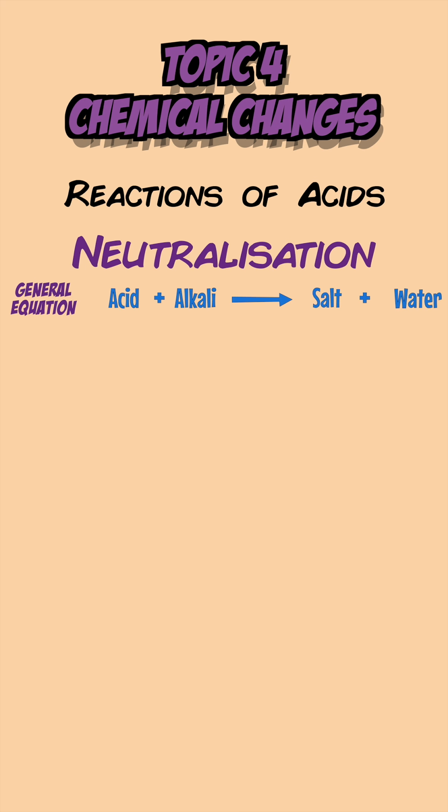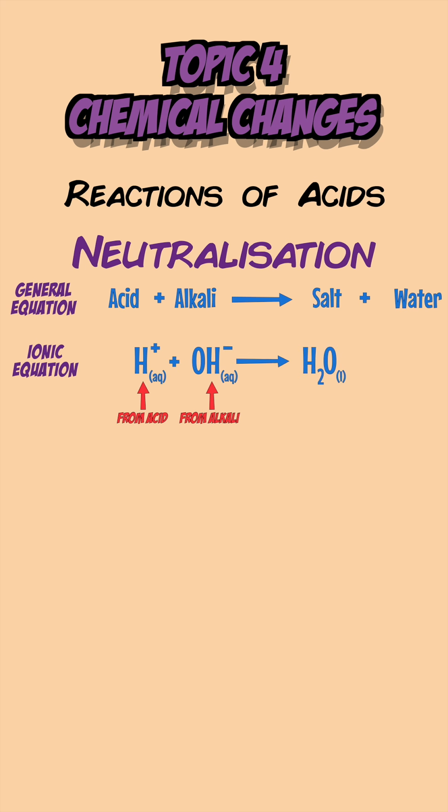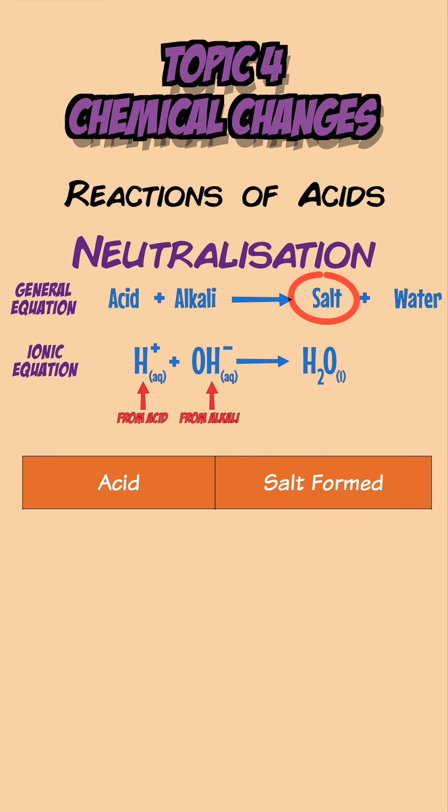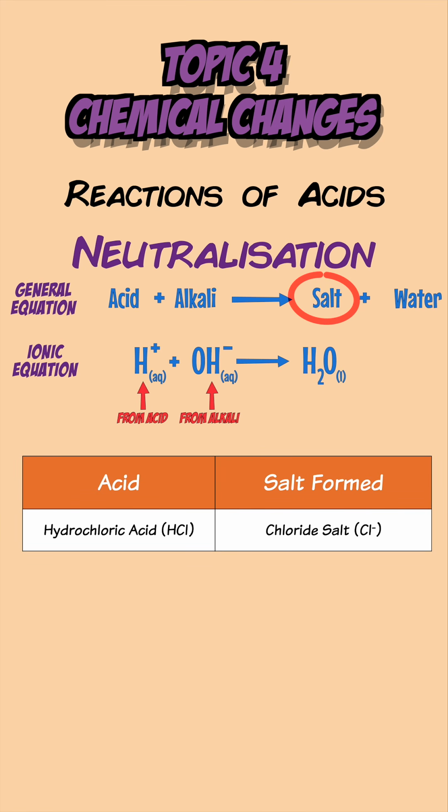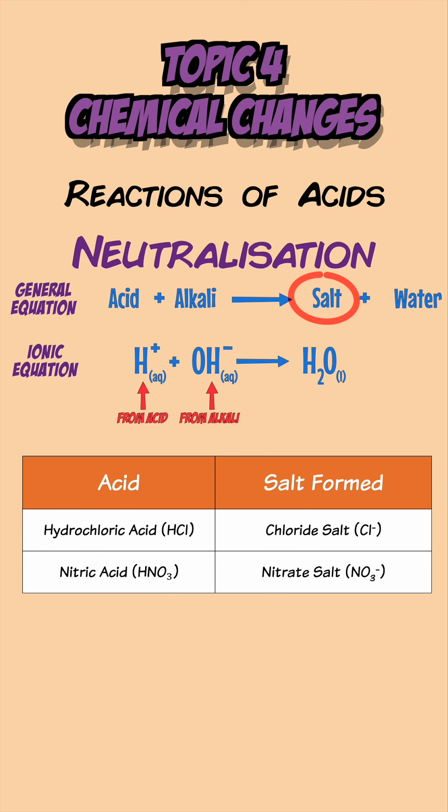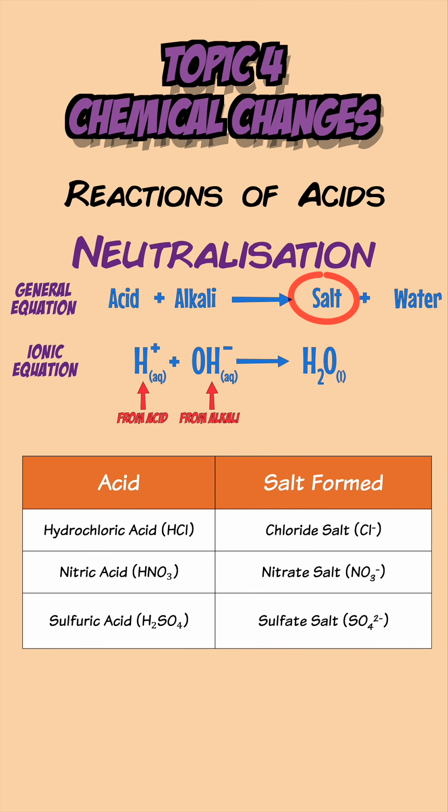Whenever an acid reacts with an alkali, a neutralization reaction occurs, which forms salt and water. Any neutralization reaction can be written as an ionic equation where the H+ from the acid and the OH- from the alkali react to form H2O. You can work out the type of salt formed if you know the acid used in the neutralization reaction. Hydrochloric acid forms chlorides, nitric acid forms nitrates, and sulfuric acid forms sulfates.